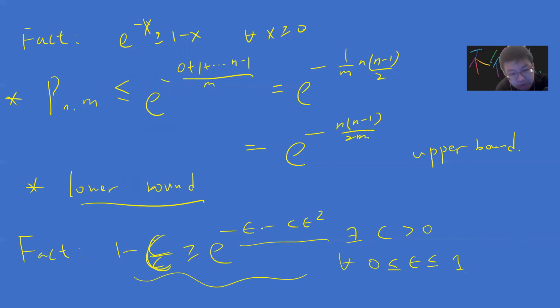Because if you do the Taylor expansion, then there will be a second square term, but this is only a linear term on the left hand side. So if you do the Taylor expansion, then you can easily see this is true.